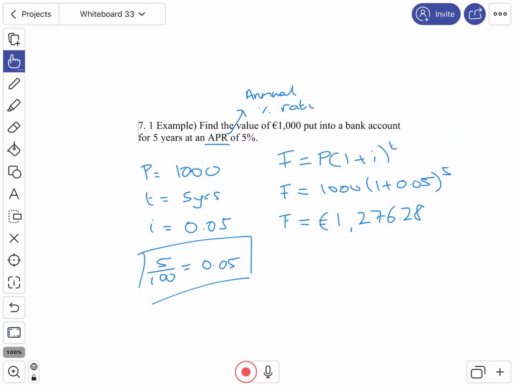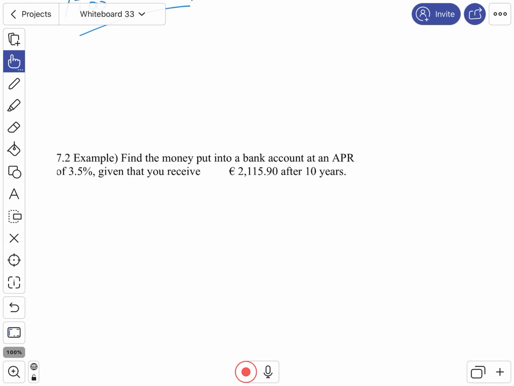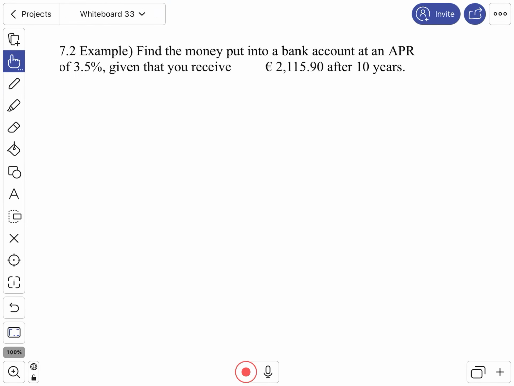So next question then we'll take a look at. They don't always have to give you those specific values. They don't always give you the P, the I, and the T. Sometimes they might give you different values. So what you have to do is figure out what values you have, sub into the formula, and then use your algebra to isolate the unknown value. If we look at this second question, that's exactly what we're going to have to do here. Here it says, find the money put into a bank account at an APR, annual percentage rate, of 3.5%, given that you received this amount of money after 10 years.